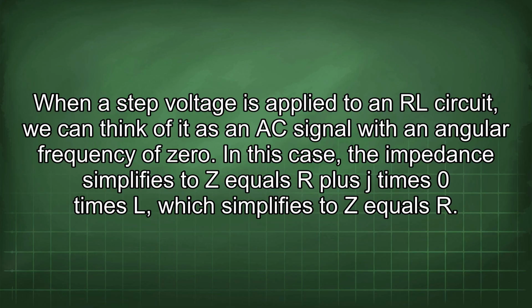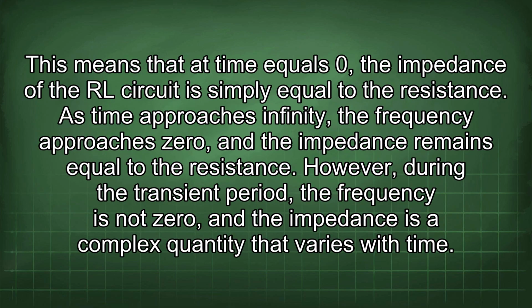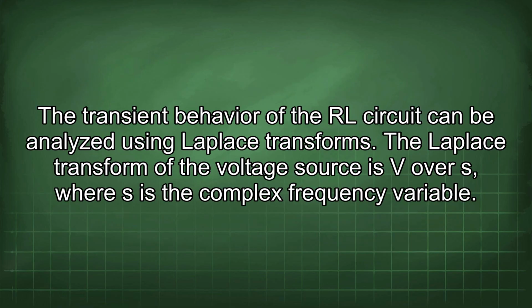In this case, the impedance simplifies to Z equals R plus j times 0 times L, which simplifies to Z equals R. This means that at time equals 0, the impedance of the RL circuit is simply equal to the resistance. As time approaches infinity, the frequency approaches 0, and the impedance remains equal to the resistance. However, during the transient period, the frequency is not 0, and the impedance is a complex quantity that varies with time. The transient behavior of the RL circuit can be analyzed using Laplace transforms.